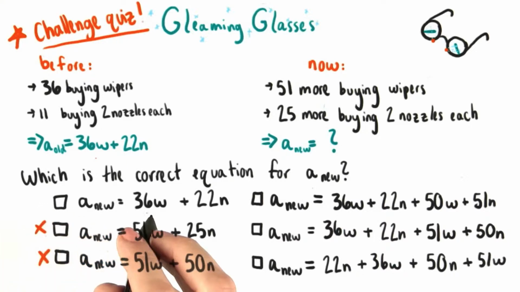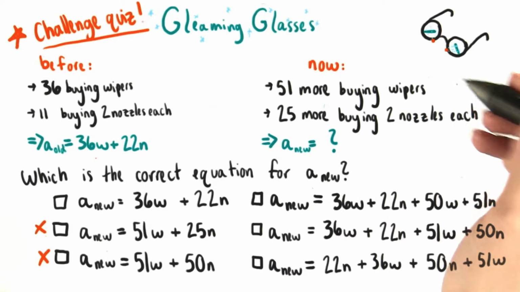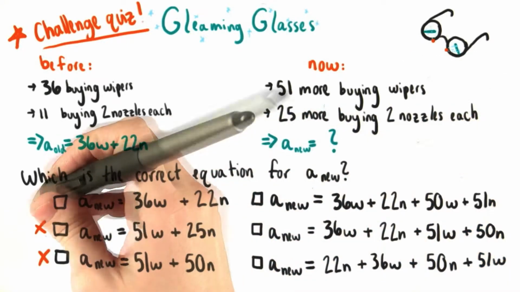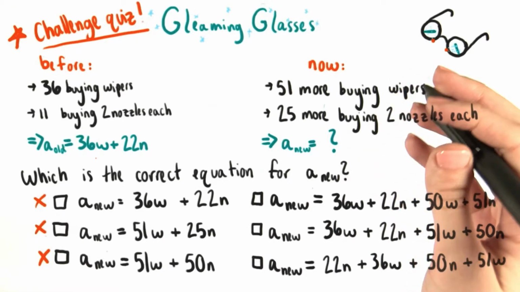However, this first one only has 36W plus 22N. It doesn't have any information having to do with people who bought on the second day, so that can't be right, since we know that Grant will make some money off of that second round of buyers.